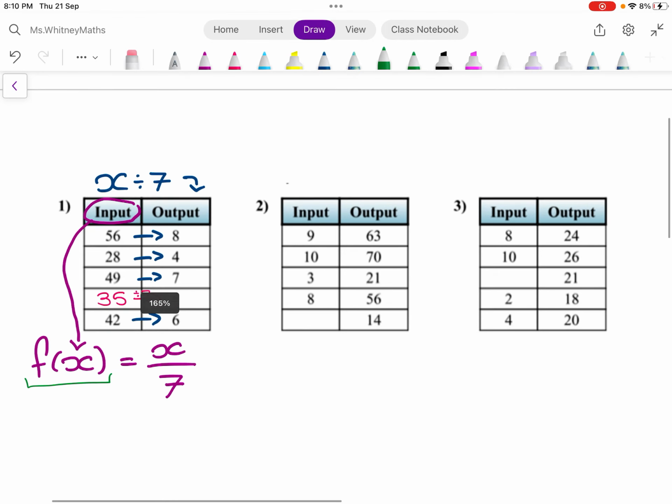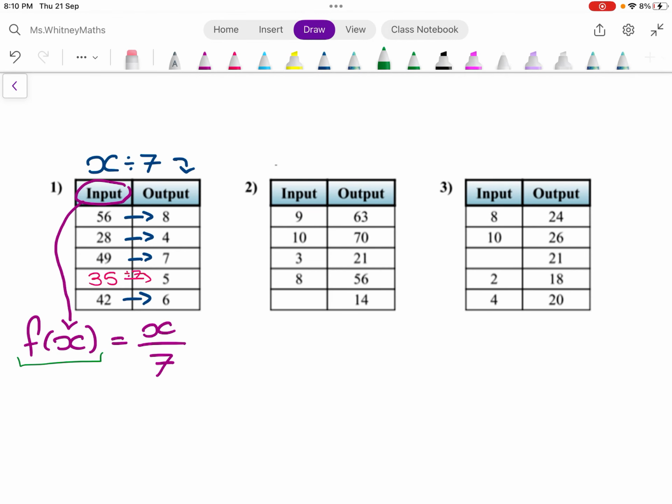Okay, if you've understood that, why don't you pause the video and have a go at the next 2 questions. I'm going to go through the answers in just a moment, so pause it, have a go, and then play the video. Okay, I'm hoping you've had a go. If not, I'm going to go through it, and hopefully this will help.